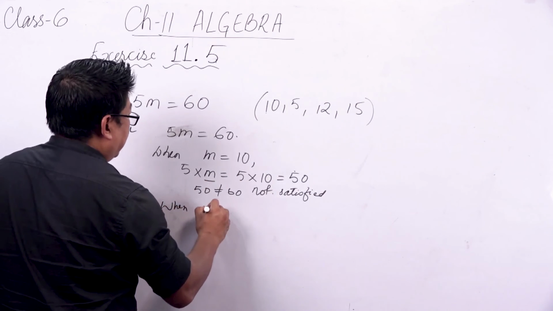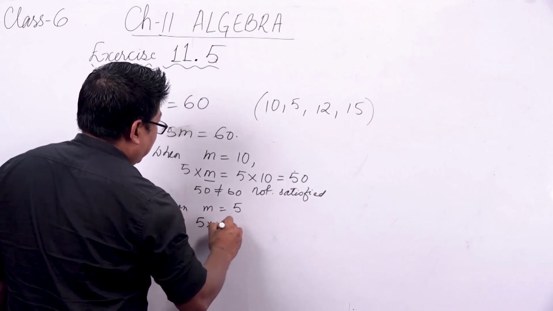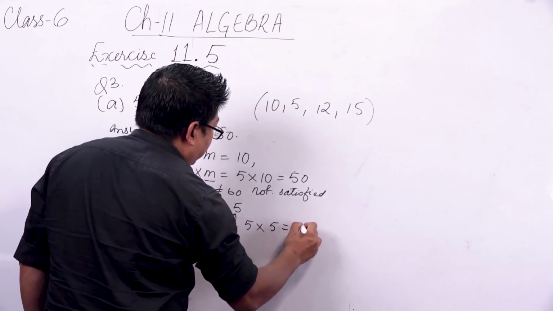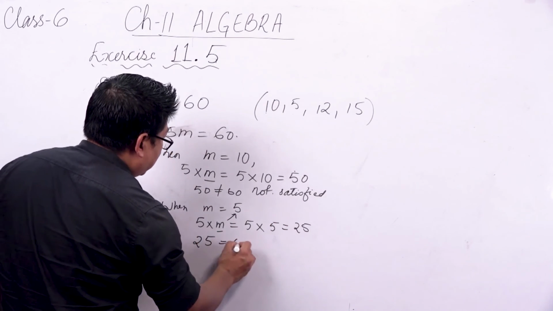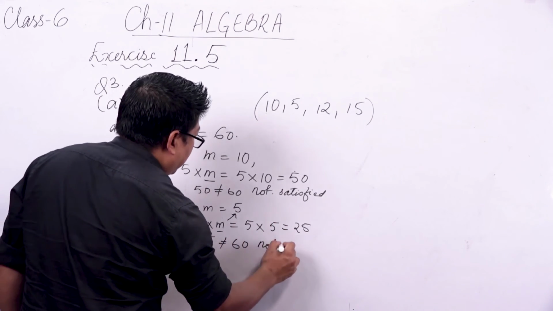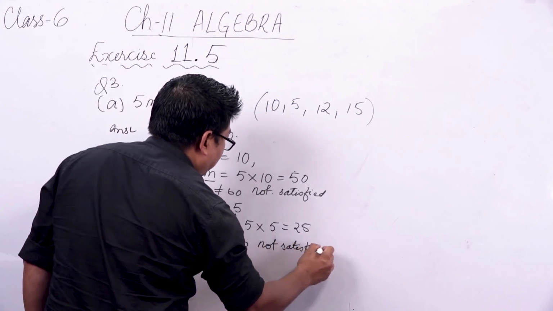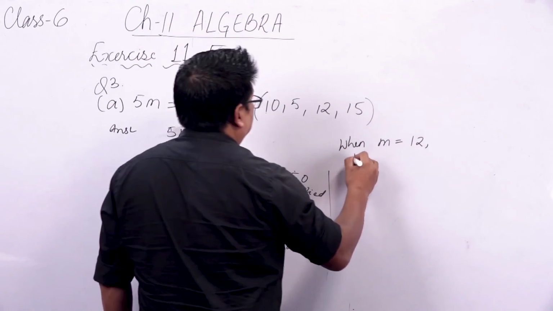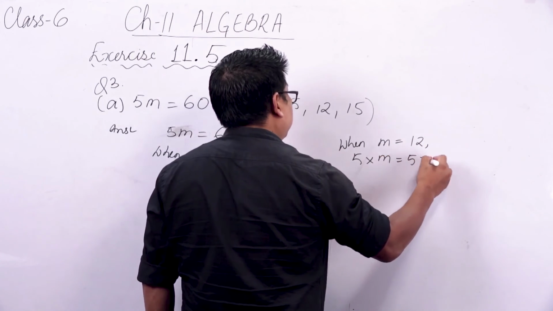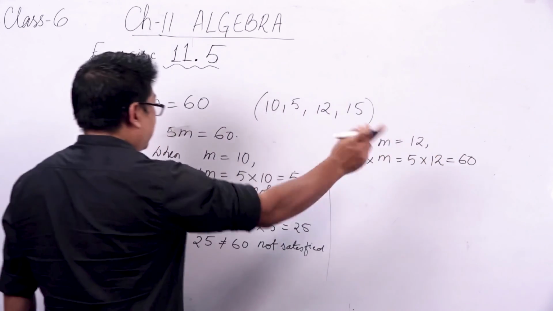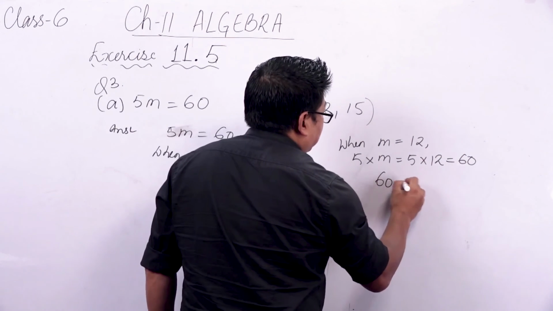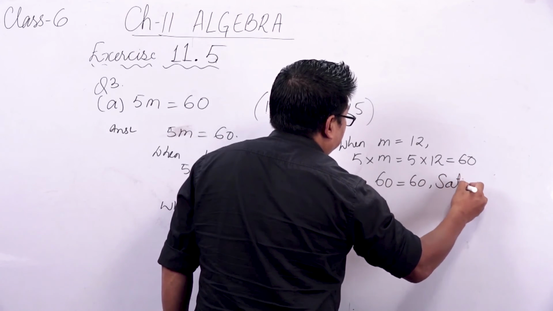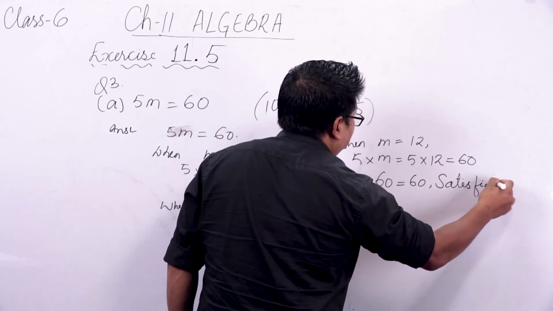When m equal to 5. 5 into m is equal to 5 into, in place of m, I will put 5. So it is 25. So 25 is not equal to 60. So not satisfied. All right. Similarly, when m equal to 12, 5 into m is equal to 5 into 12 is 60. So your 60 and this 60 are equal. So 60 is equal to 60. So you will write satisfies or satisfied simply.